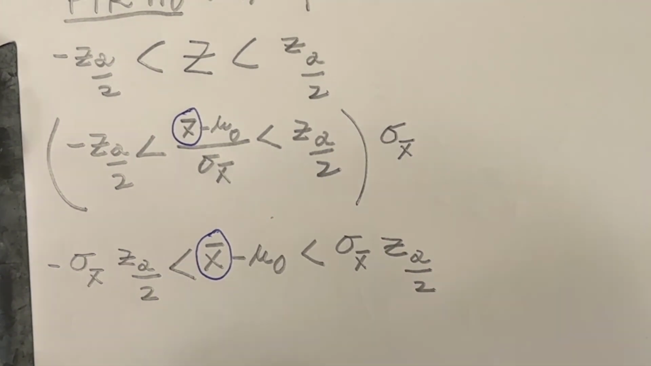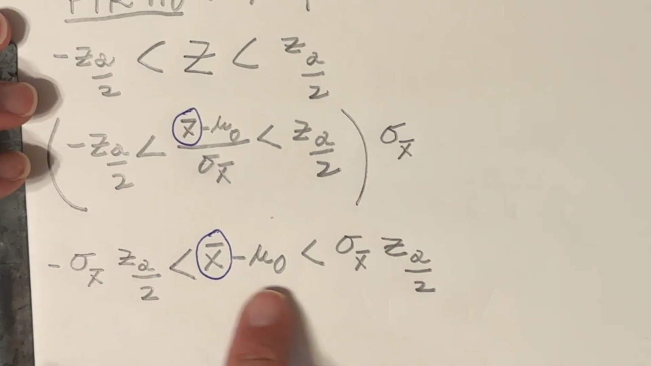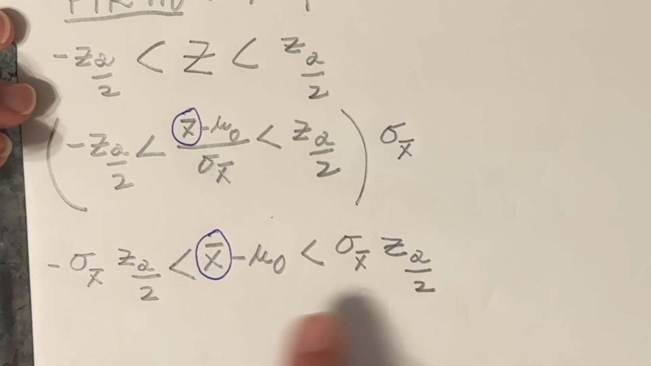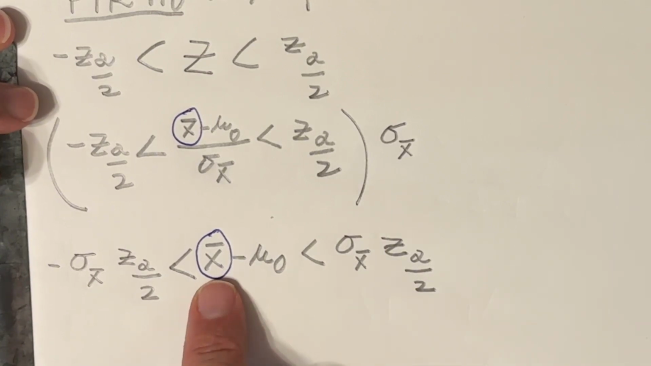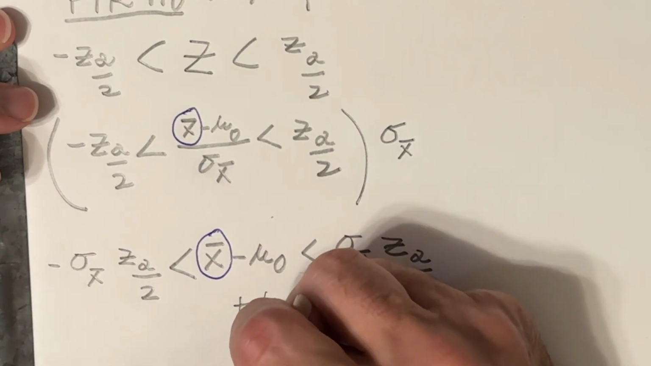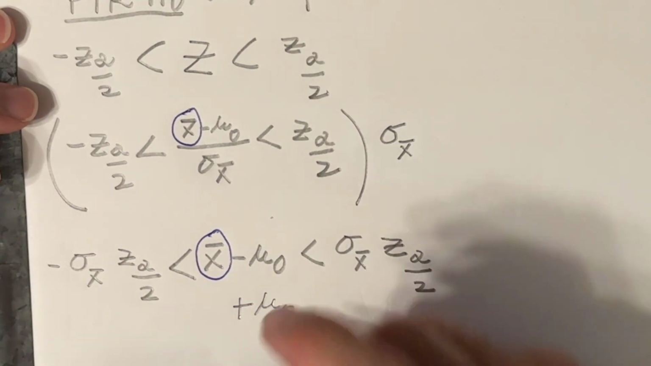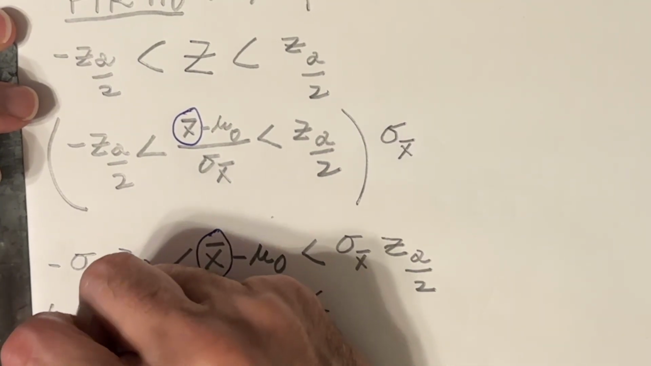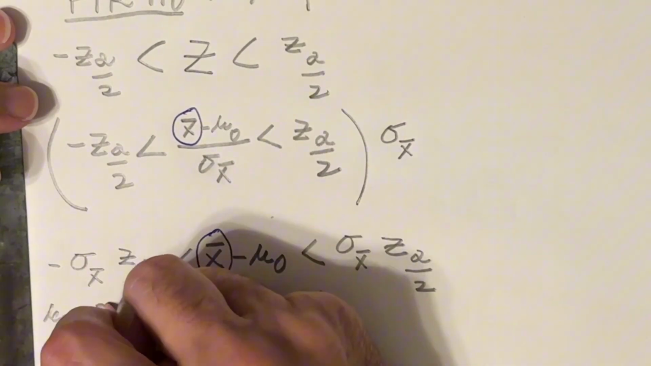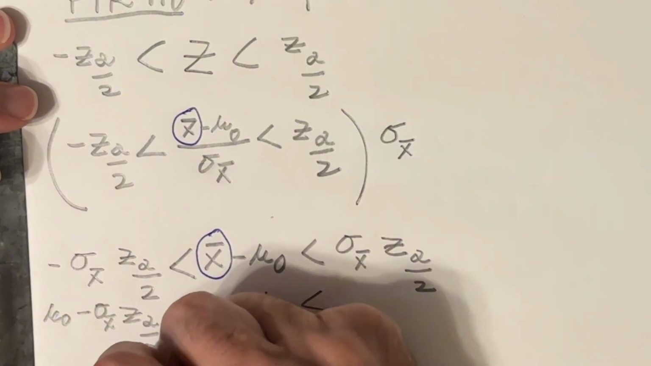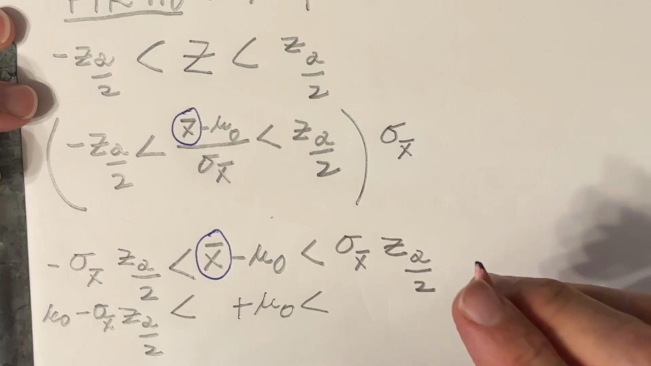Yeah. All right. So the next step, if you said for the next step you're going to add mu naught to each member of this inequality to get x bar alone, well, you would be right. So that's what we're going to do. We're going to add mu naught, the hypothesized mean, to each member of the inequality.